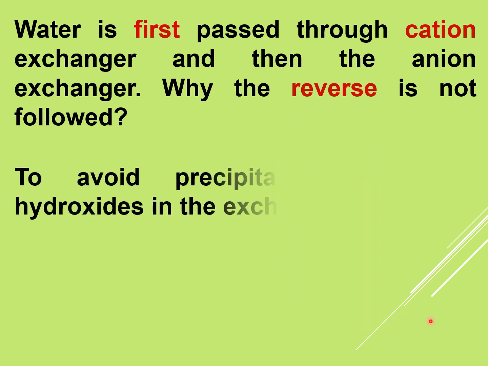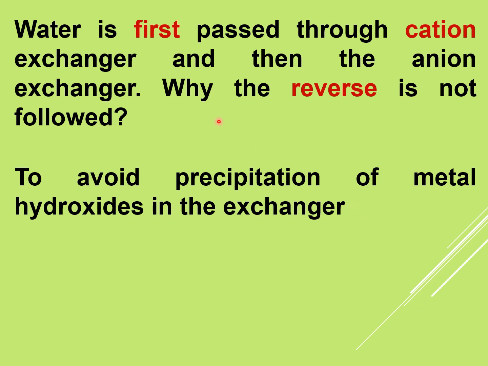So if you pass water through the anion exchanger, all the anions get exchanged and OH minus ions come into solution. These OH minus ions will react with the metal to form metal hydroxide. Metal hydroxides will precipitate out. Calcium, magnesium, or other heavy metal hydroxides will precipitate and it will damage the exchange resin. That is why we follow this method. That is, first we pass the water through the cation exchange resin and then through the anion exchange resin.